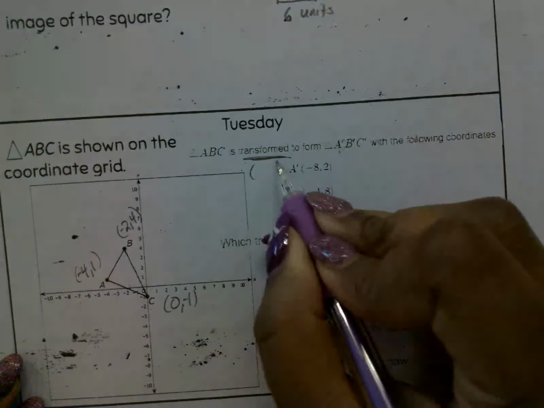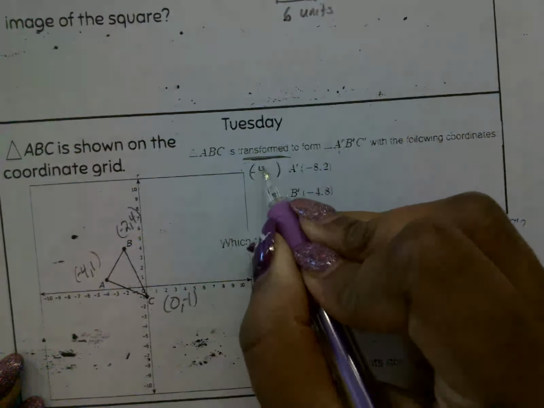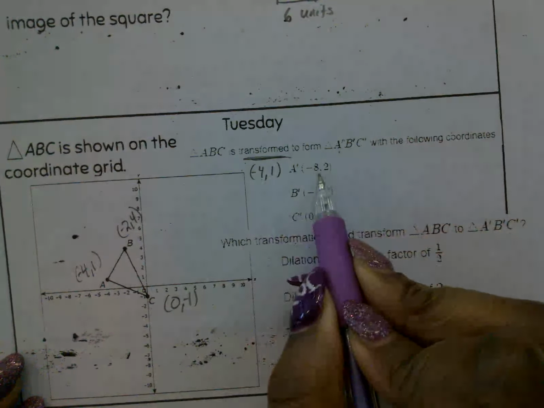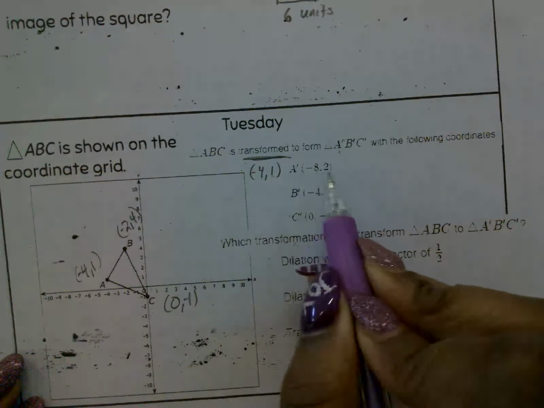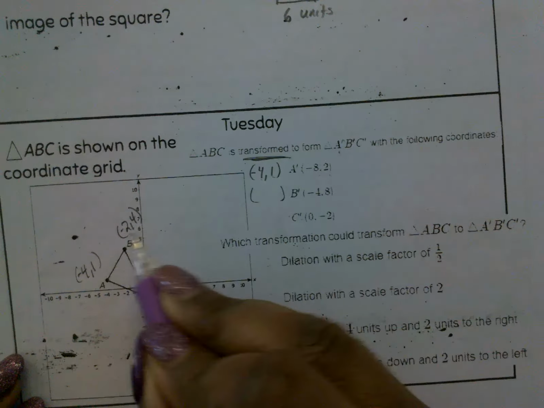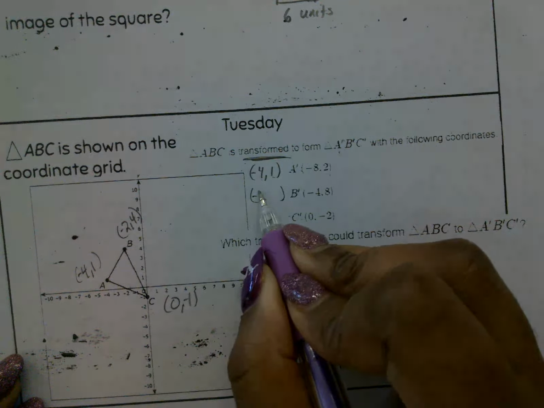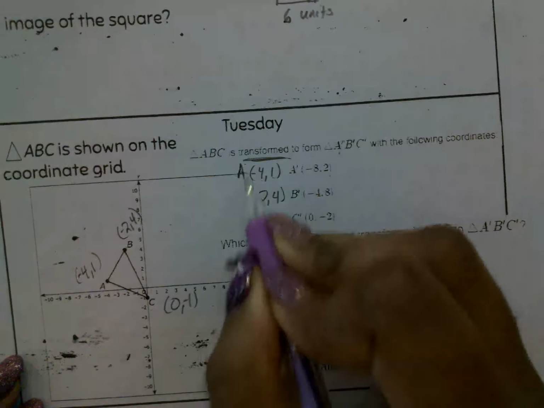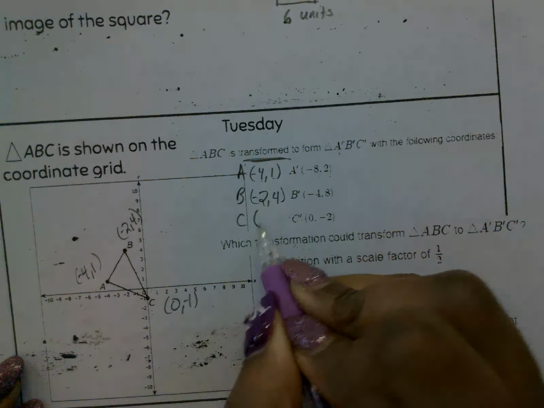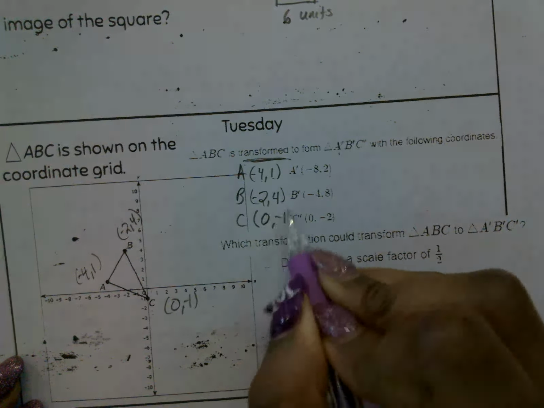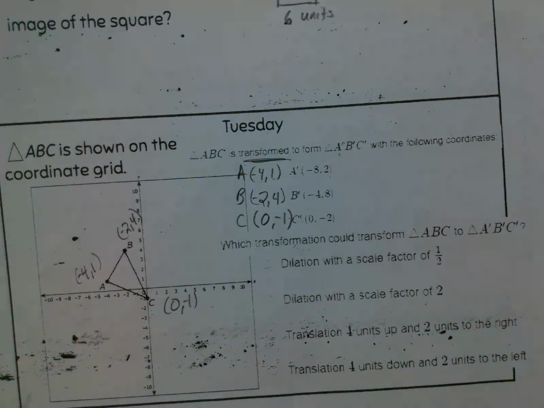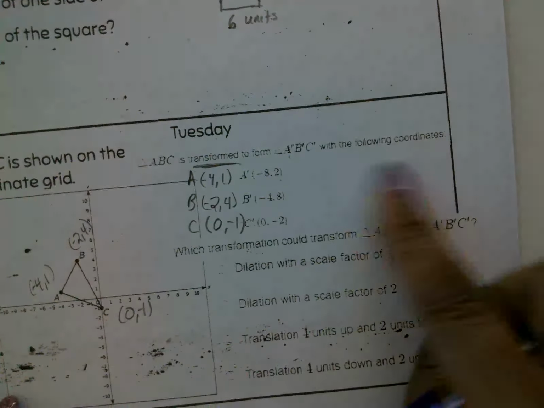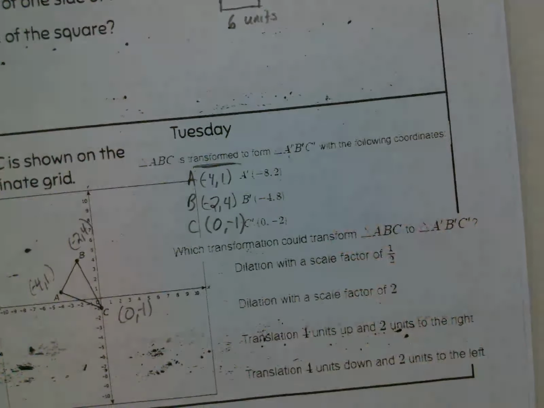So I'm going to put that beside this one at -4 and 1. How did it get from -4 to -8? How did it get from 1 to 2? Look at this one. For B, it started at -2 and 4. And for C, let me put these on there, A, B, C. And for C, it started at 0 and -1. All right, I'm going to pause to give you a chance to think about it and write what you think the transformation was here. I'm going to give you a minute or two.